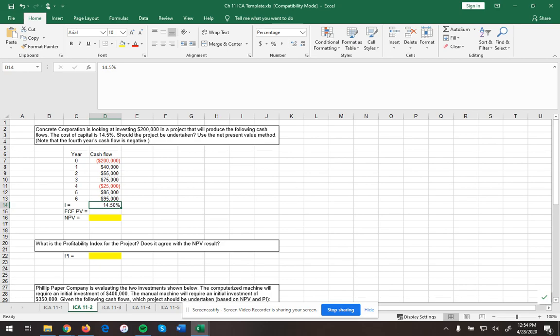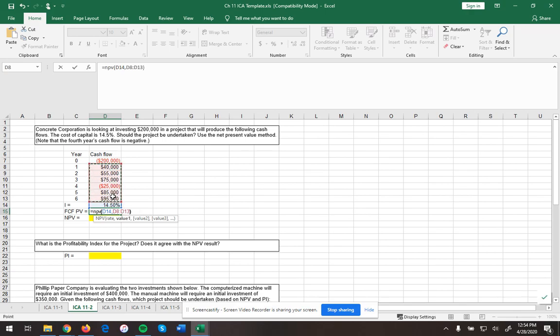So the first thing is you have to look at the future cash flows' present value. That's what FCFPV stands for, the future cash flows present value. And in order to do that, we are going to use the NPV function. So you do equal NPV, and the rate is given to us. The cost of capital for the organization is 14.5%. And then you do comma, and it says all the values. We are going to take all the values.